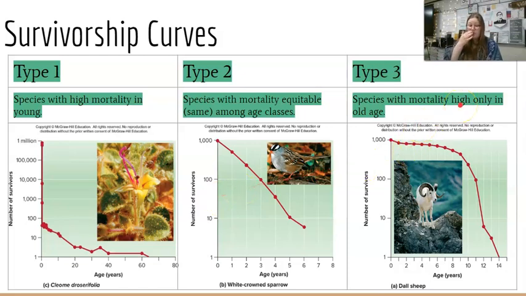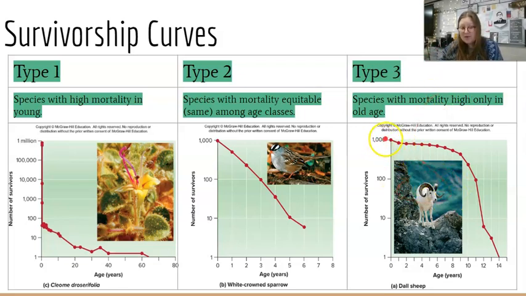And then we have type 3. This is where humans would fall. So species with mortality high only in old age. This isn't to say that none of them don't make it beyond those younger years. It just means that if we look at how many individuals are dying at a specific age, it's much, much higher with an older age.